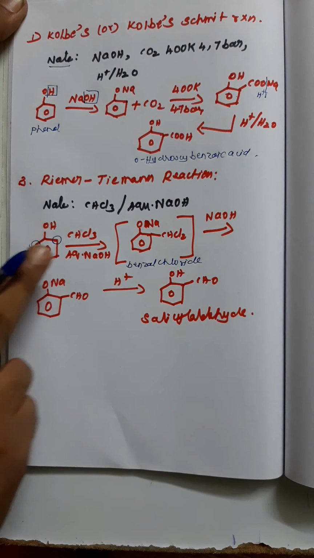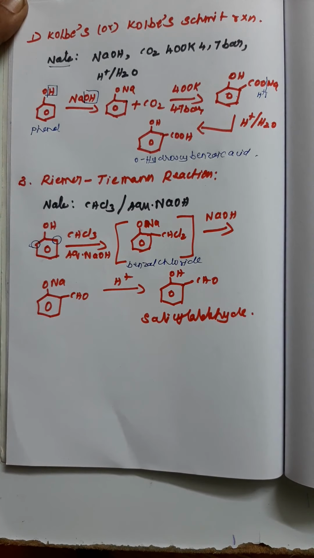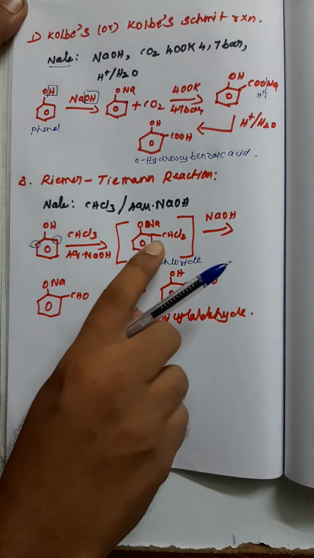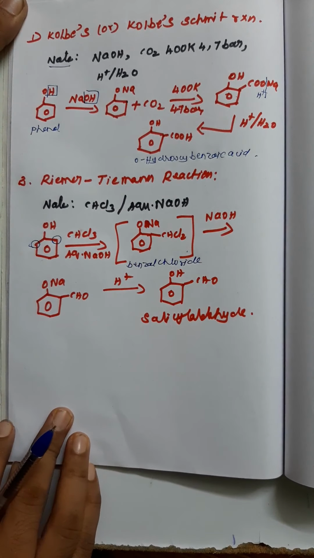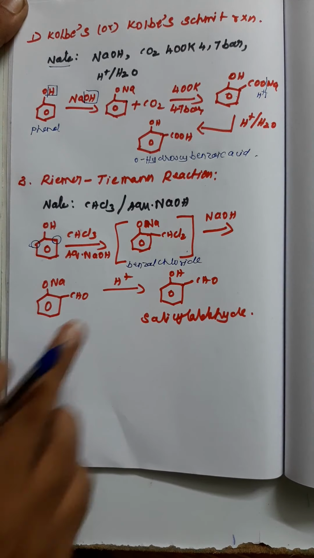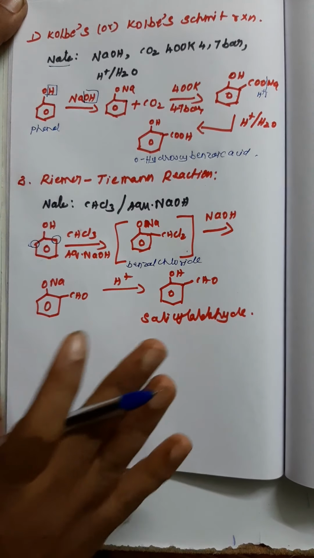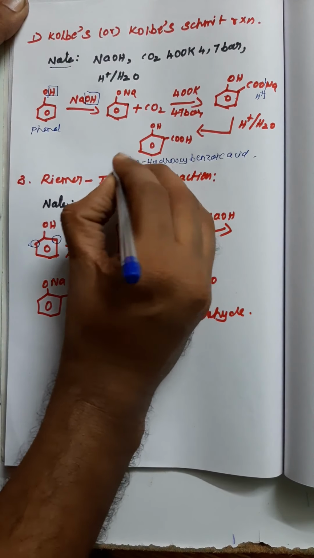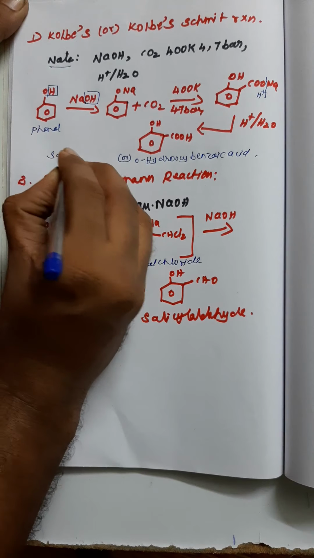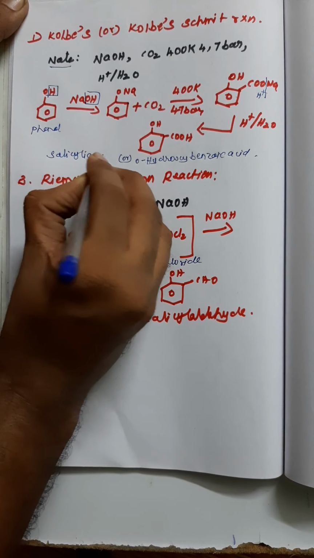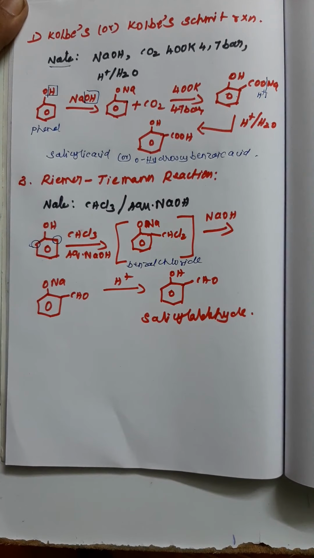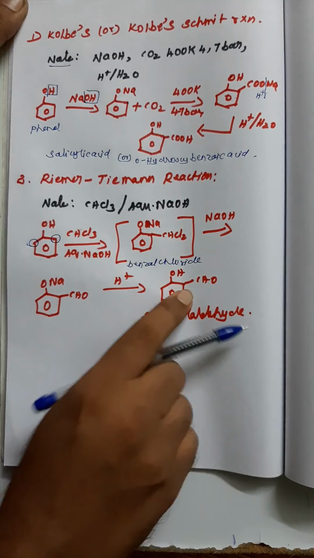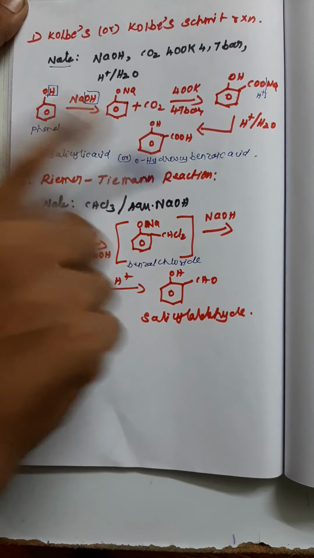First, phenol reacts with chloroform and aqueous NaOH, and it forms a benzyl chloride intermediate. When it reacts with NaOH, the ortho CHCl2 is converted to CHO. When you do acid hydrolysis, it is converted to salicylaldehyde. Another name for this compound is orthohydroxy benzaldehyde, whereas the earlier one, salicylic acid, is orthohydroxy benzoic acid.